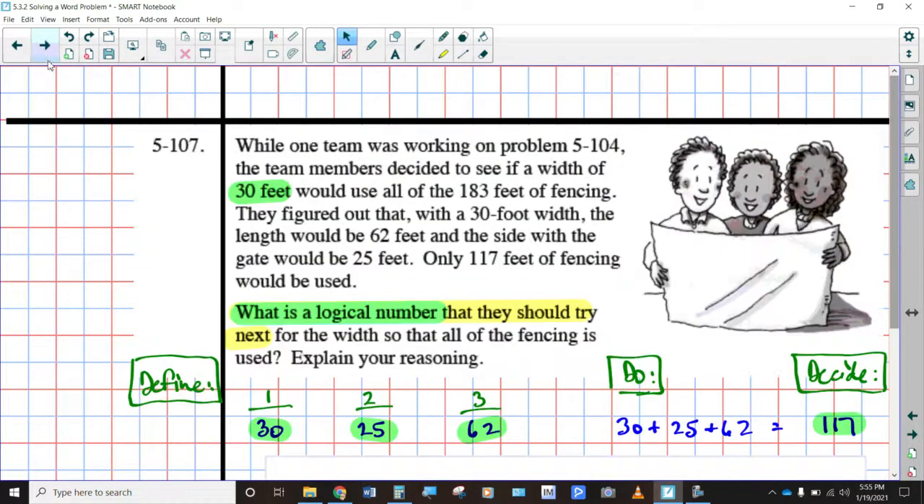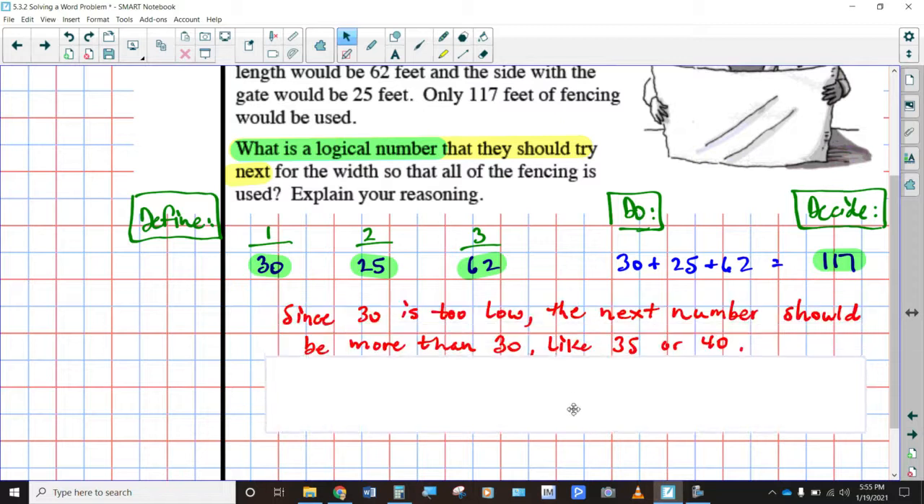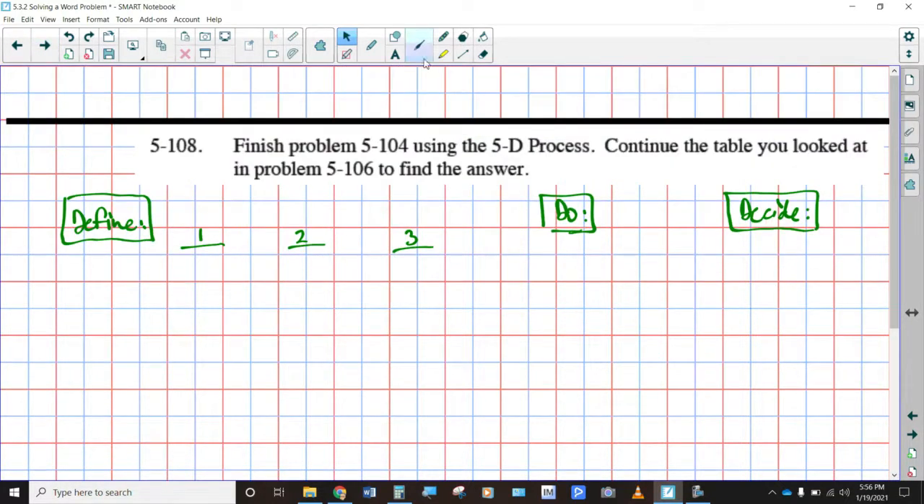So the next logical number probably should be, depending on how close you're getting to your total, either like 35 or 40, or maybe 50. Choose a round number, and since this was too low, choose a number that's a little bit higher. And when we get to 60, that's too high, so now you're going to back up a little bit, right? So let's finish the process.